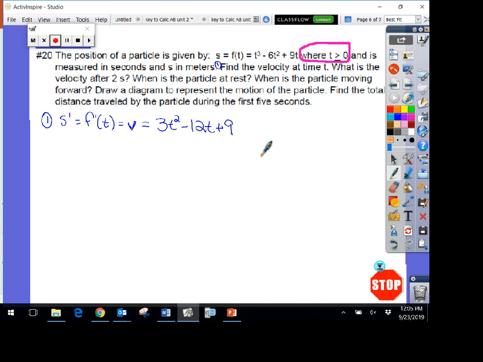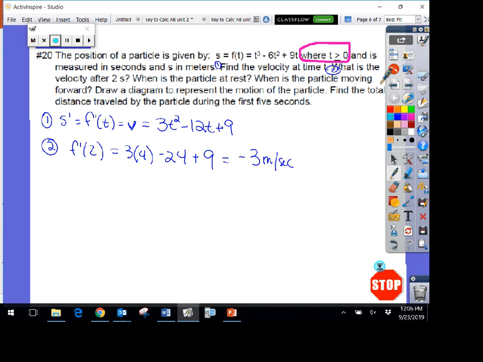Then it says, what is the velocity after 2 seconds? So all that means is we would plug in 2. So f prime of 2: 3 times 4 minus 24 plus 9. So what is that? Negative 12 plus 9. Negative 3 meters per second. That was our second question it asked right there.